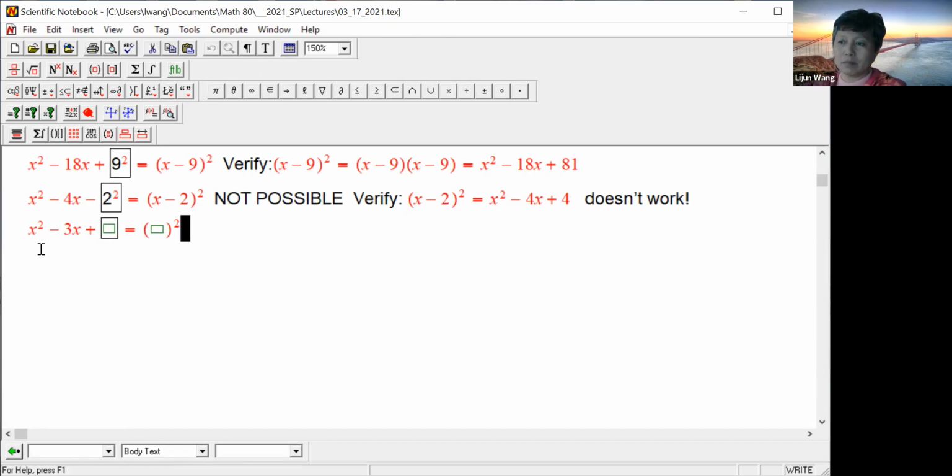The last one. What will be the last one? What should be in the last one? My quizzes will cover all of these different aspects about perfect square, about making perfect square. So what should that number be?